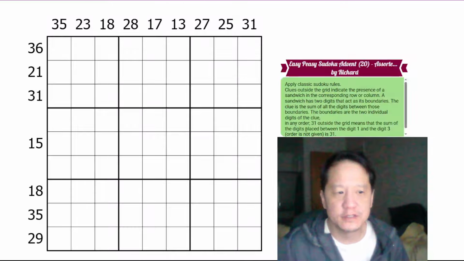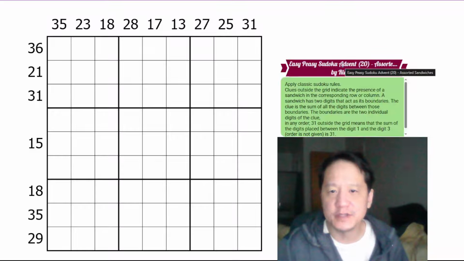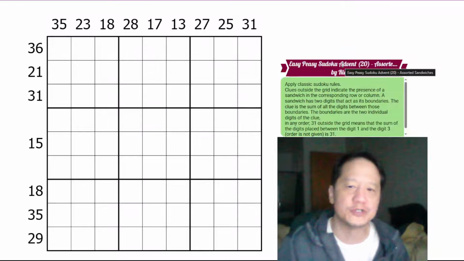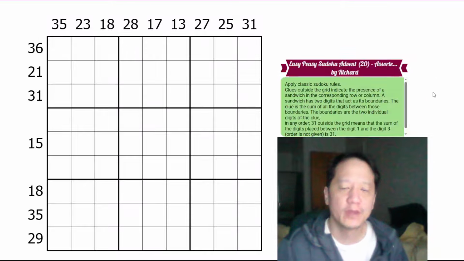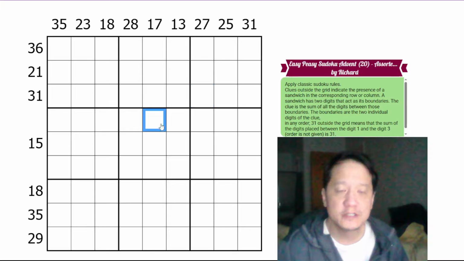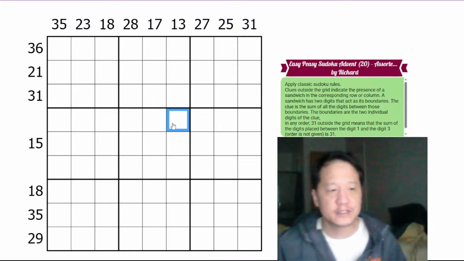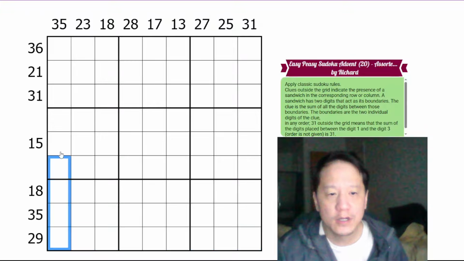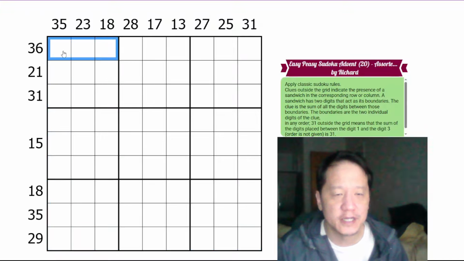Today's puzzle is called Easy Peasy Sudoku Advent 20 Assorted Sandwiches by Richard. And here are the rules. Apply classic Sudoku rules, which means in every cell on the grid, place a single digit from 1 through 9 such that there are no repeats in any row, column, or designated 9-cell regions.